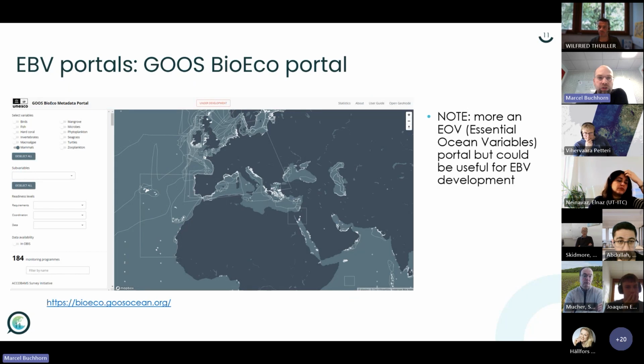There is a portal which is called GEO BON Biological Ecological Portal. It is not a strict EBV portal. It's more like an EOV, so an Essential Ocean Variables portal. But a lot of these data sets and EBVs are useful in order to develop EBVs for the marine and freshwater environment. So you can also have a look there. There are quite a lot of in situ data sets for mammals and all others.